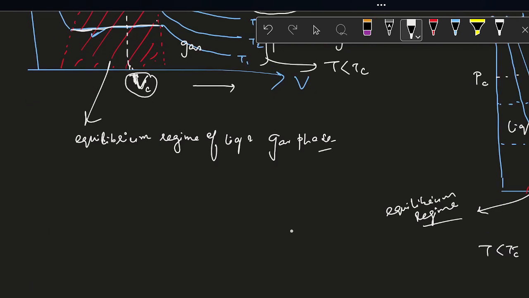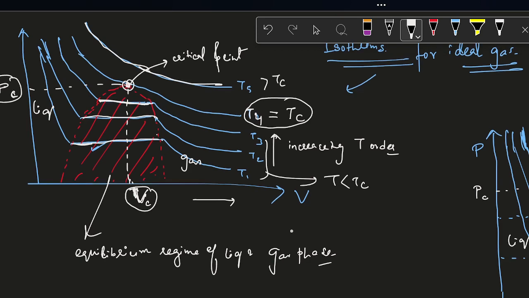And why are we writing down that at the critical point the first derivative and the second order derivative, del p del v and del 2p del v2, are equal to 0?